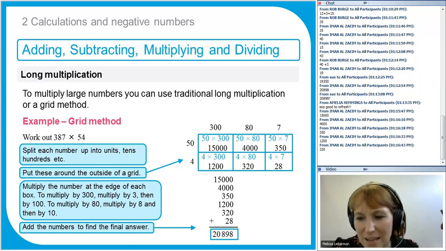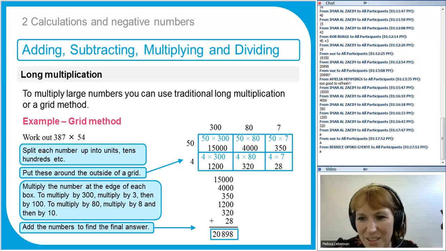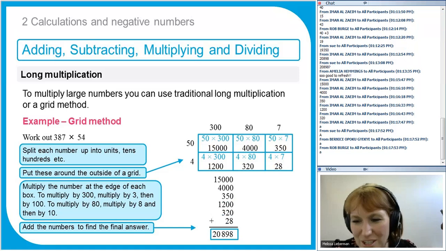Those of you watching live, quickly, which method do you prefer, A or B? Where A is the traditional method and B is the grid method. What would you rather do? Iman, you'd rather do the normal one. You'd all rather do the traditional one.